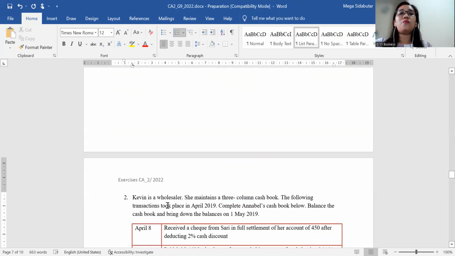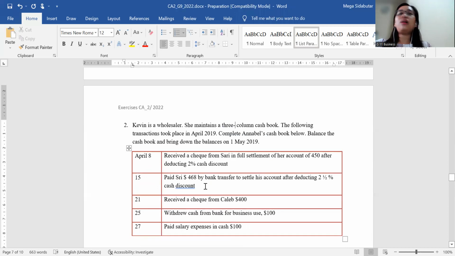Now this is the second one. I will ask you to make a cash book. Number 2, Kevin is a wholesaler. He maintains a 3-column cash book. The following transactions took place in April 2021. Complete Kevin's cash book. Balance the cash book and bring down the balance on the first.